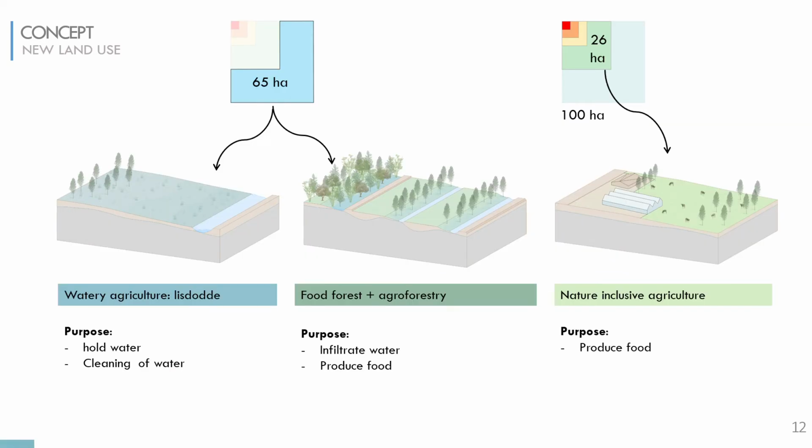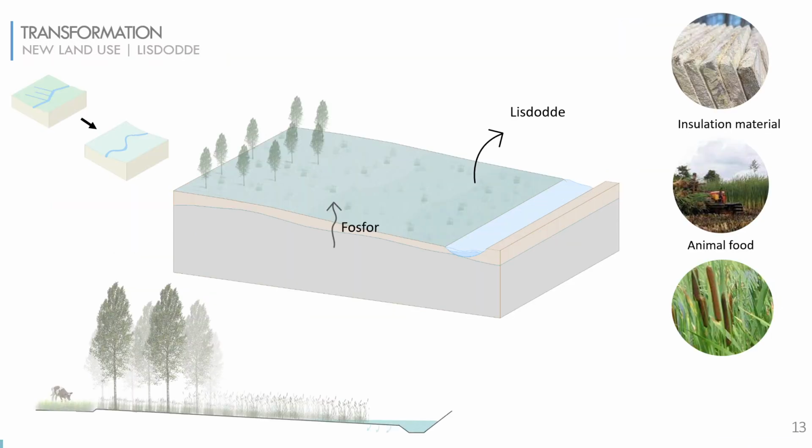The different forms of agriculture that we are going to apply are waterway agriculture in the form of leasehold, agroforestry and food forest, and extensive livestock farming that is nature inclusive. These new farms will begin to restore the soil and retain or infiltrate more water. This way we will go from a drainage system to a meandering river with leasehold next to it.